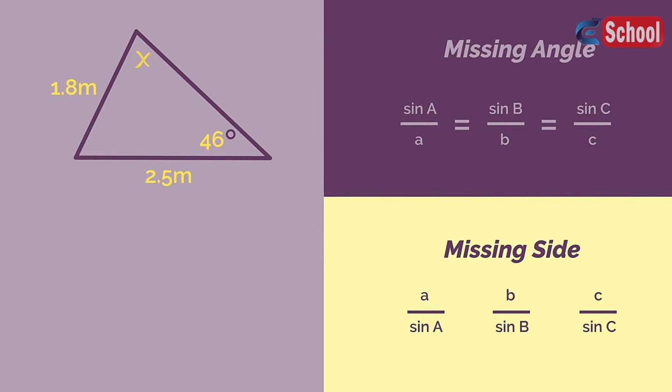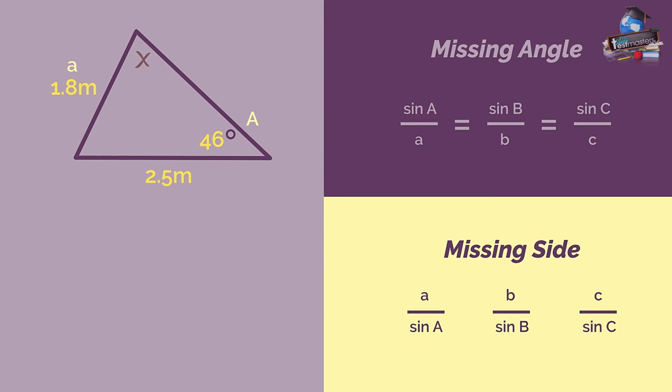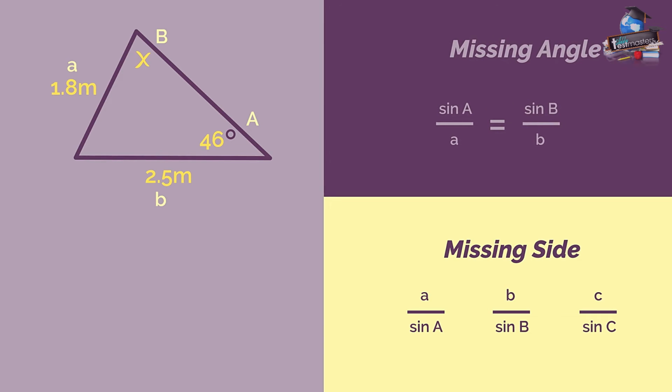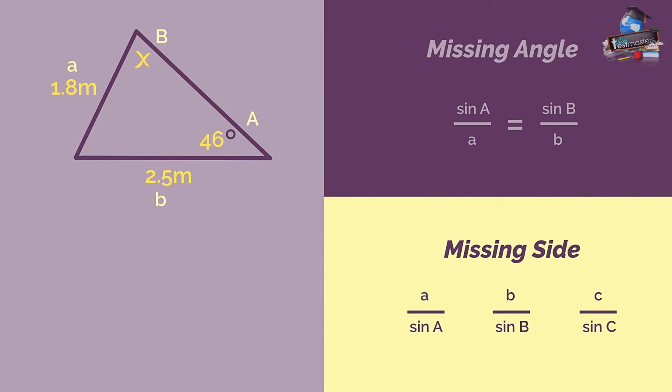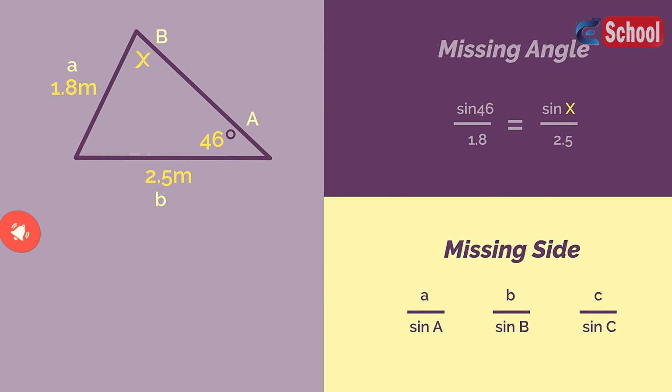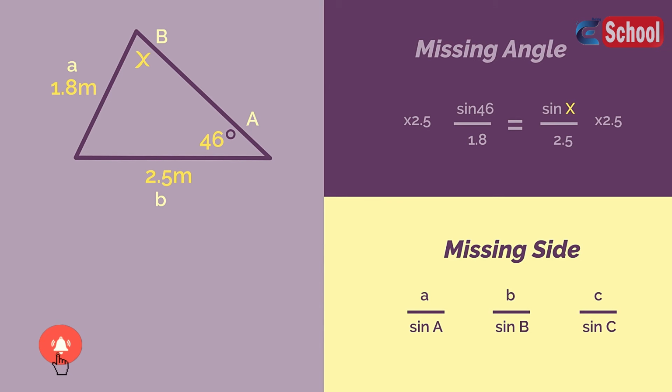So we start by labelling the sides and angles with a's and b's. So I'm going to label 1.8 metres as a. So therefore 46 degrees must be angle A. So then 2.5 is side b and the missing angle x is capital B. Again, just substitute the numbers into the formula and we get sine 46 divided by 1.8 equals sine x divided by 2.5.